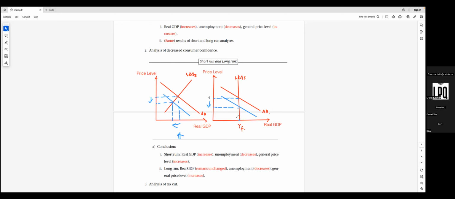So let's check how I filled the blanks here. In the short run, real GDP should decrease and the unemployment rate increases. The general price level has been lowered. In the long run, real GDP remains unchanged. So if real GDP in the long run remains unchanged, this one also remains unchanged. The general price level has been lowered.